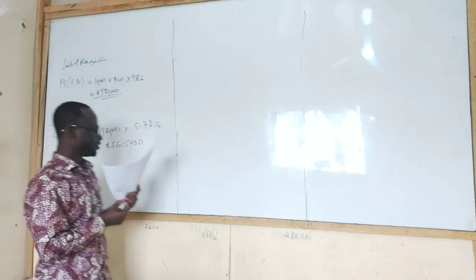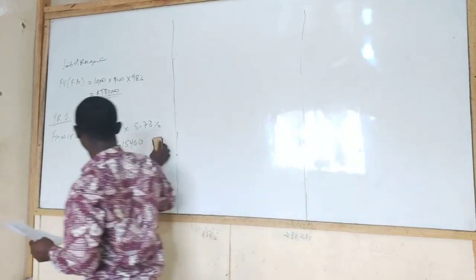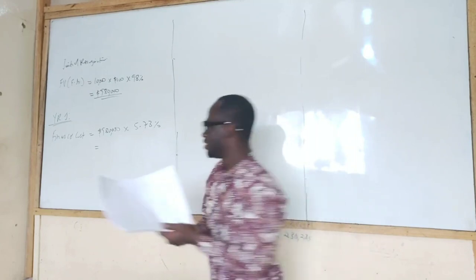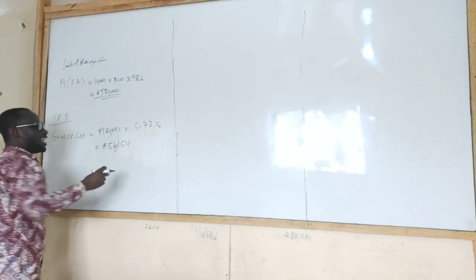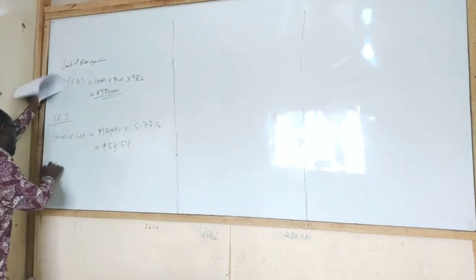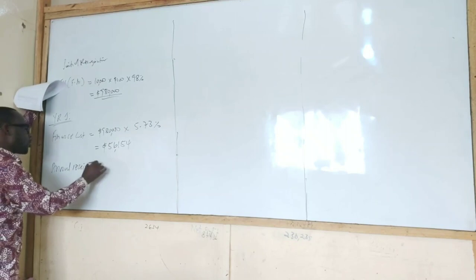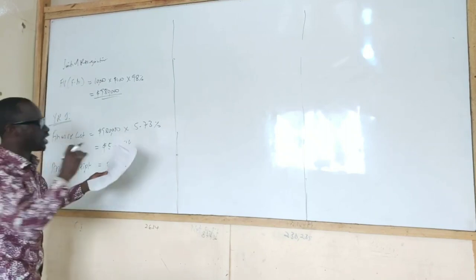5.73. It comes to about 56,154. Coupon rate now, and this is every year. The coupon rate is the annual receipt that you will have, which is how much? Based on the nominal figure.